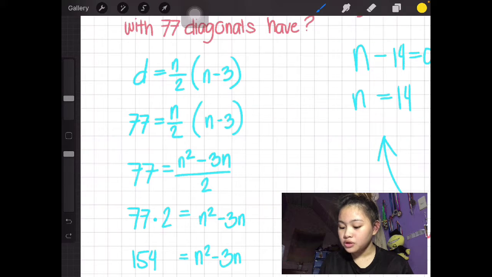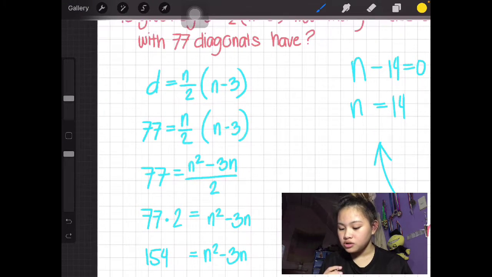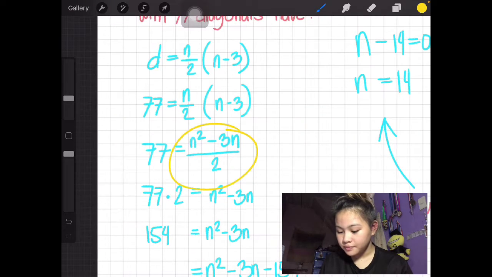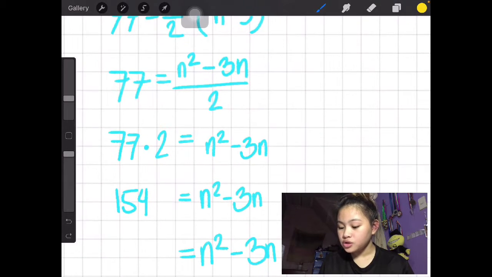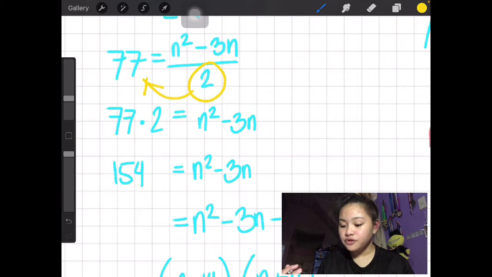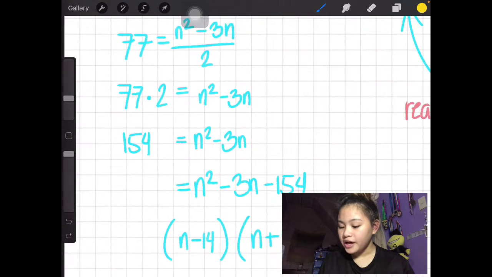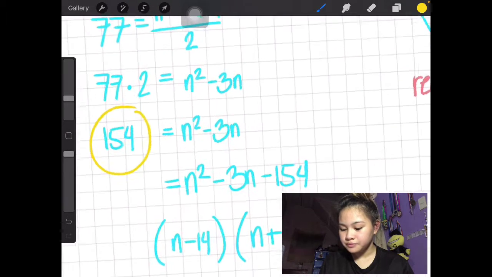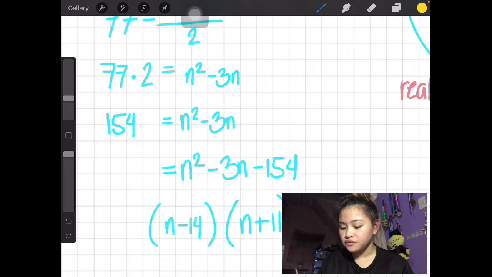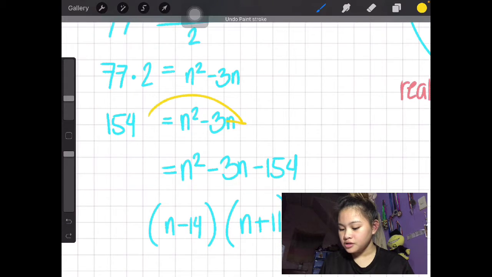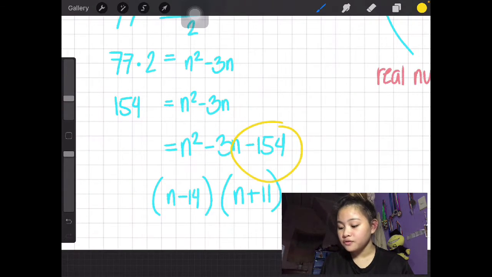And then after that, we're going to multiply the one on the inside of the parenthesis to the outside of the parenthesis. So after that we got this. What we're going to do now is transpose 2 to the other side. So instead of division, it's going to be multiplication. So 77 times 2, and after that, we got 154. And then we transpose 154 to the other side, so that becomes negative 154.